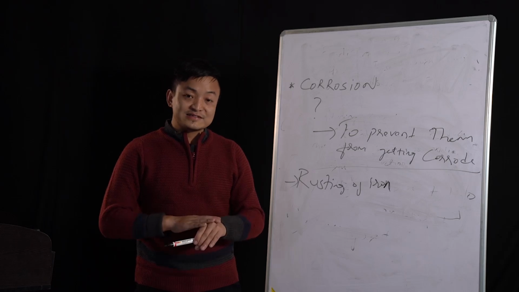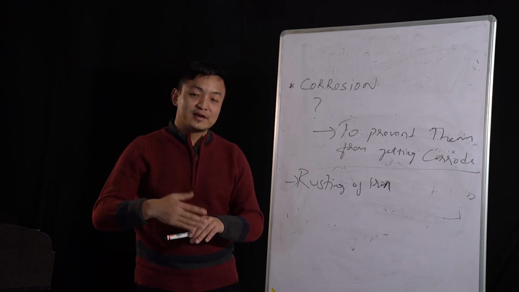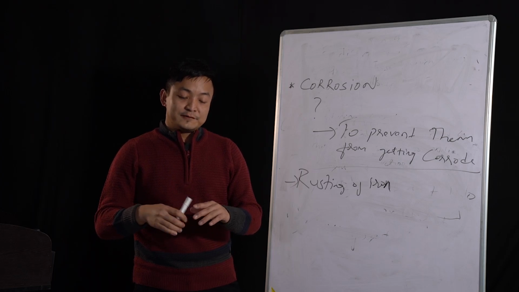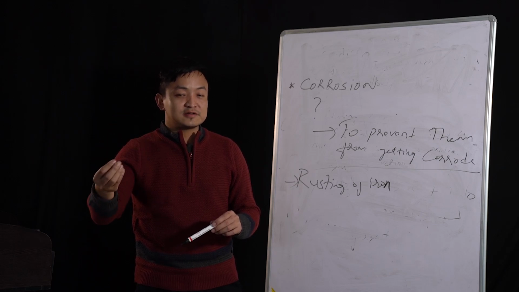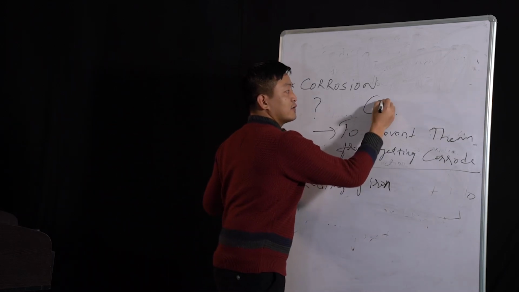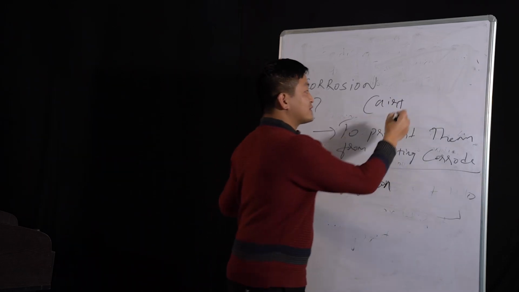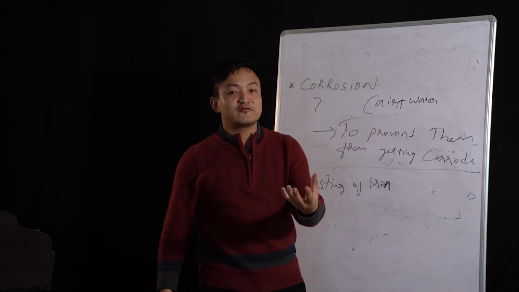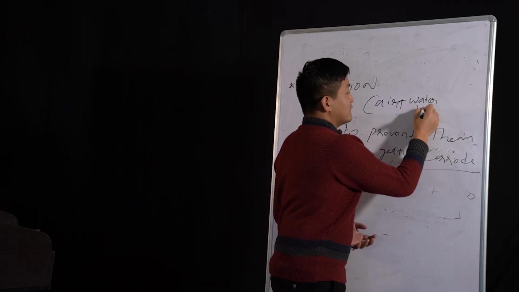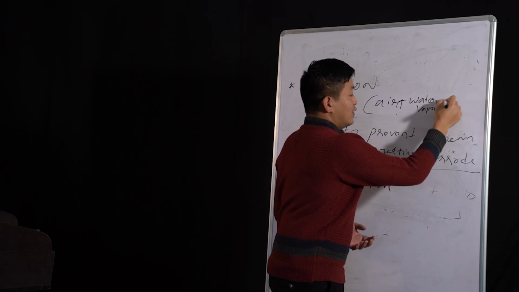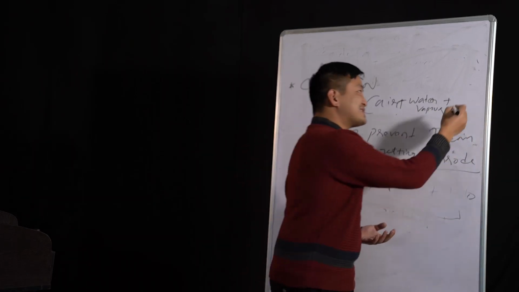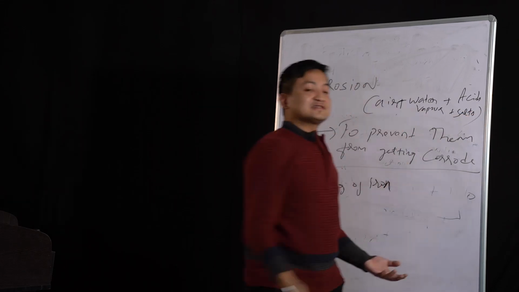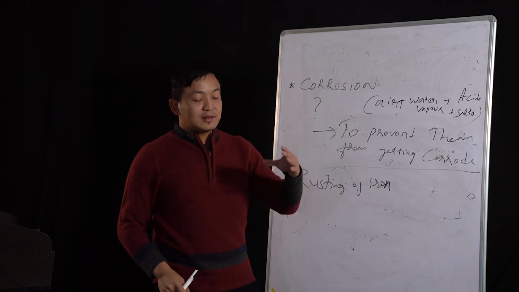Why does rusting of iron take place? It's because the metal surfaces are exposed to air. Clear? The metal surfaces, they are exposed to air. So what happens is that they react with the action of air, water. Water can also be in the form of moisture or water vapor. Air, water vapor, or any other substances such as acids, or we can take as salts, etc.